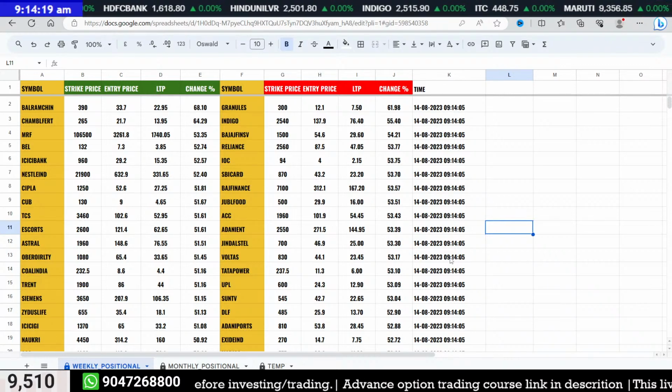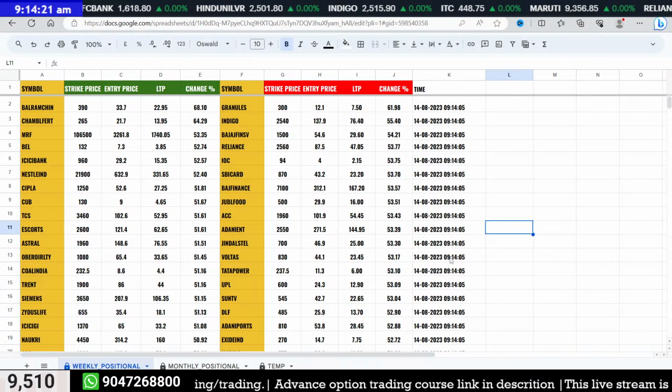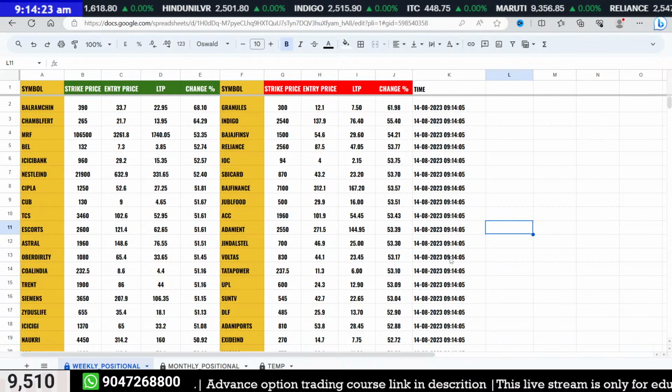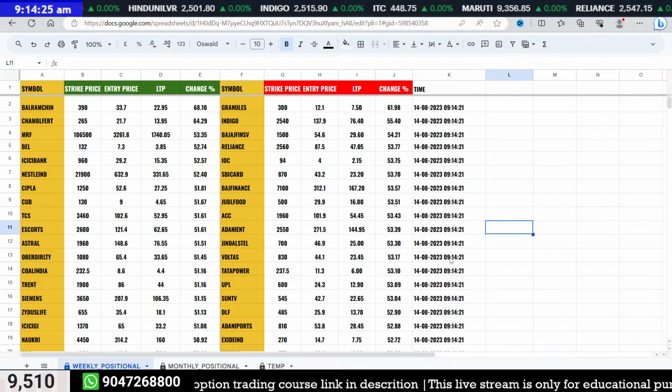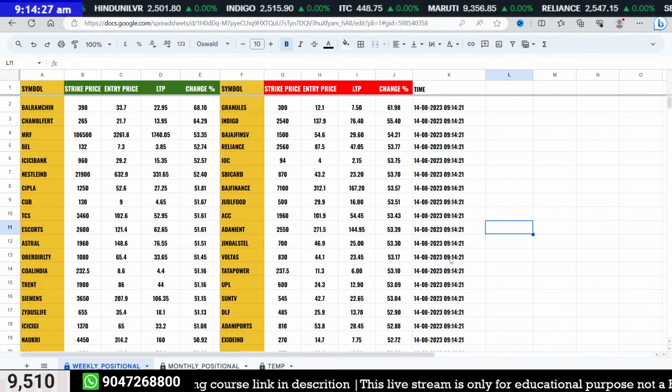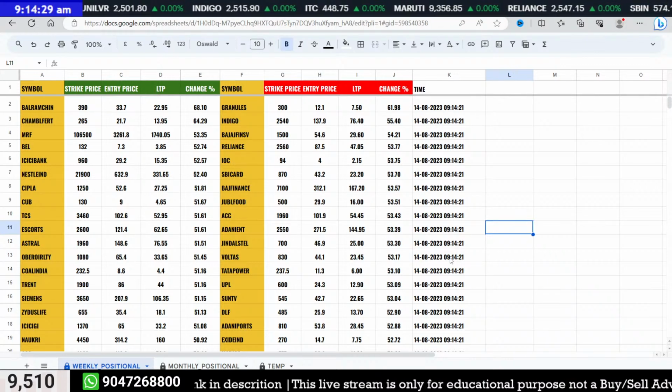So once the live market starts, we will get all the things, and we will do what is based on our logic and the option strategy which we are using for positional trading.